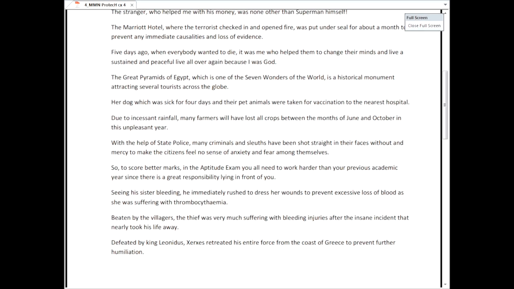Can you put the detail great into your picture? Okay, so that is the Great Pyramids of Egypt, what you're seeing right now. Which is one of the seven wonders of the world. That's one of the seven wonders of the world. So now you add that detail to your picture. Now keep it like that.